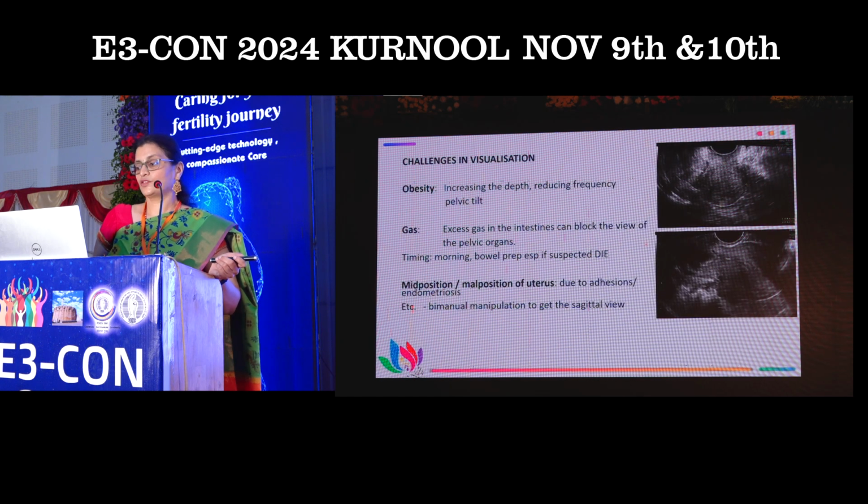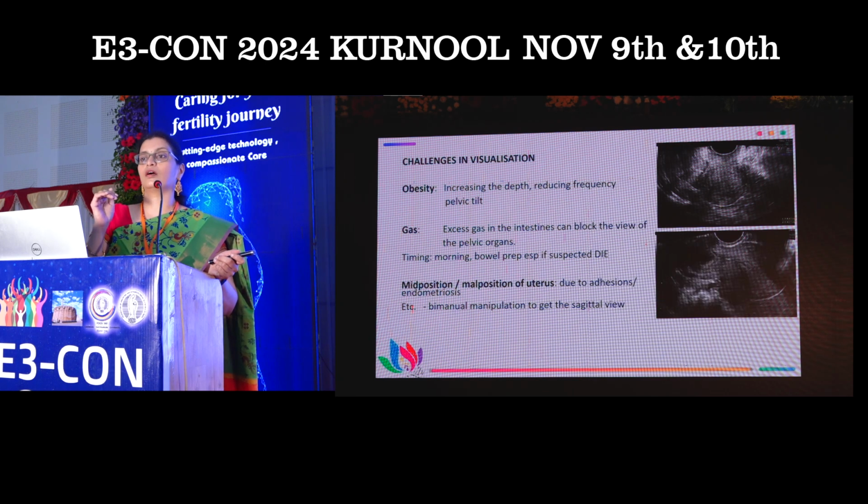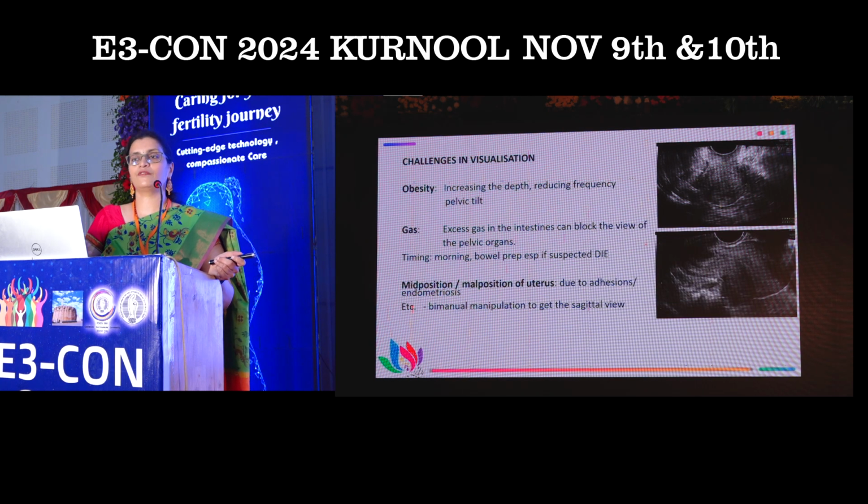So what are the challenges in visualization, especially in the transvaginal scan, when there is an obese lady, very deep pelvis? That time you can face difficulties in getting the views. So you can increase the depth, reduce the frequency and lift the pelvis, and most of them will have the shadowing from the bubble also. So the bubble moves away a little bit, and even if it doesn't work, you can just use bimanual compression, compress from the abdomen and then get the views that you want. Or you can plan your scan in the morning time where you can expect the bubble shadows to be less.